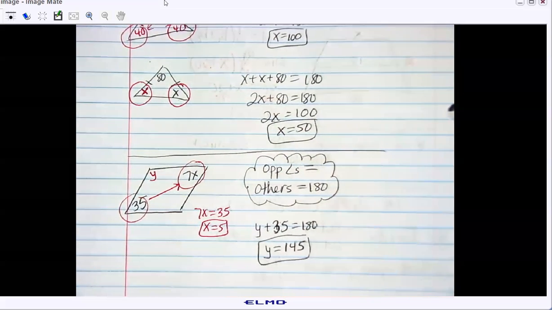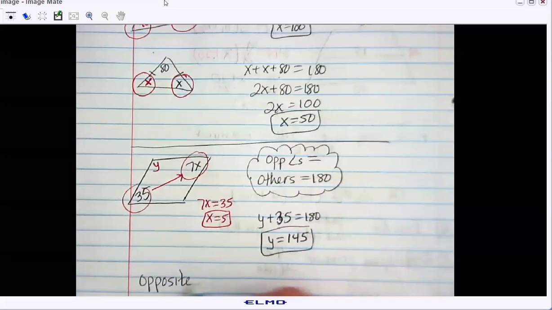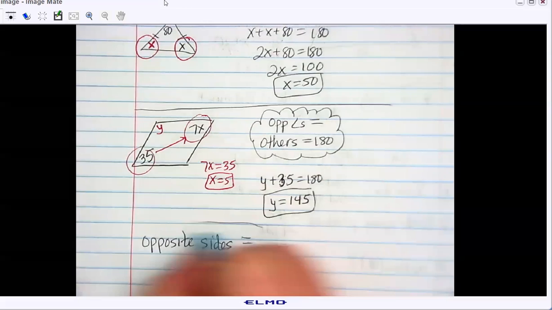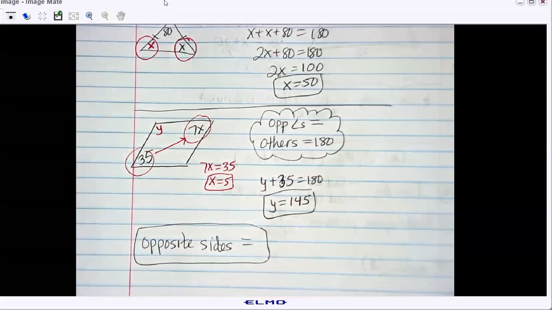Because it's adjacent, and then don't forget that the opposite sides of your parallelogram are equal. Okay. So opposite angles are equal, opposite sides are equal.